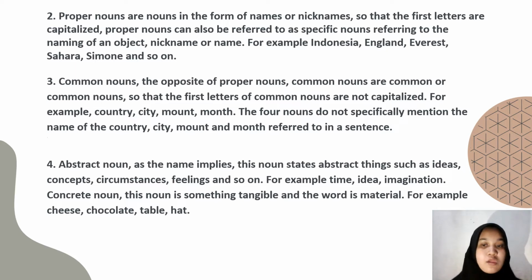4. Abstract noun. As the name implies, this noun states abstract things such as ideas, concepts, circumstances, feelings, and so on. For example, time, idea, and imagination. Concrete noun. This noun is something tangible and the word is material. For example, keys, chocolate, table, and hat.